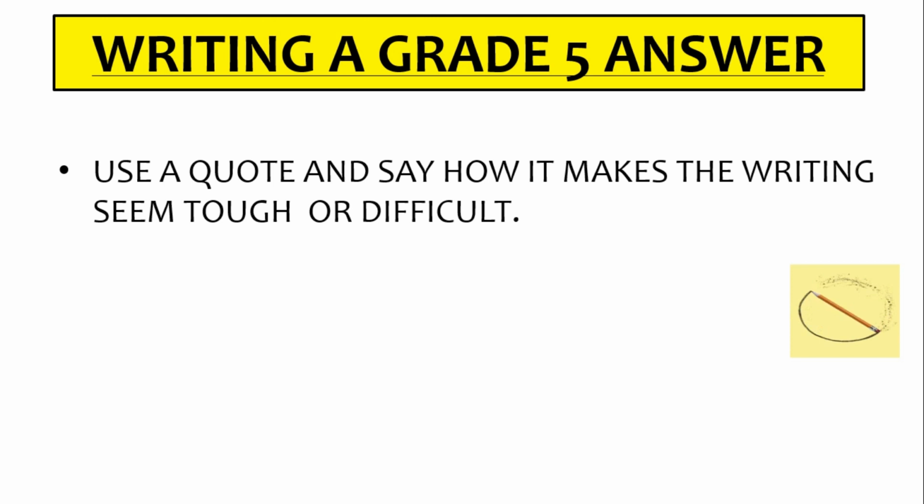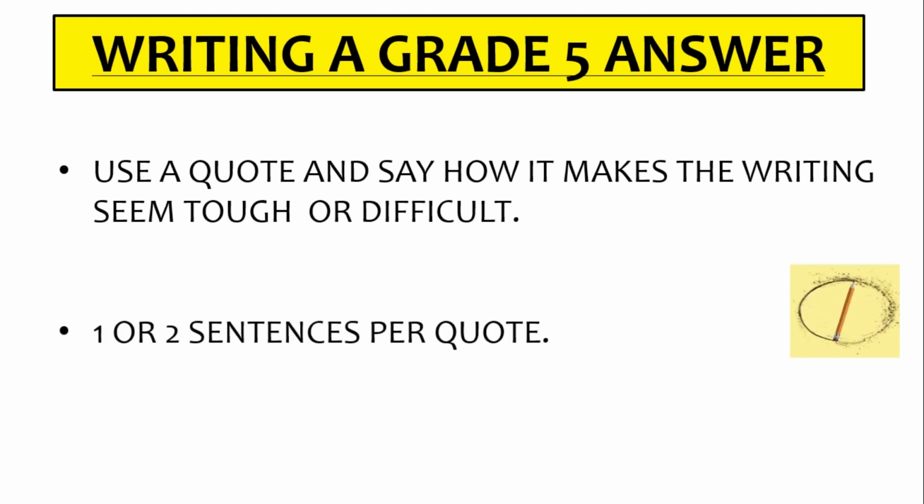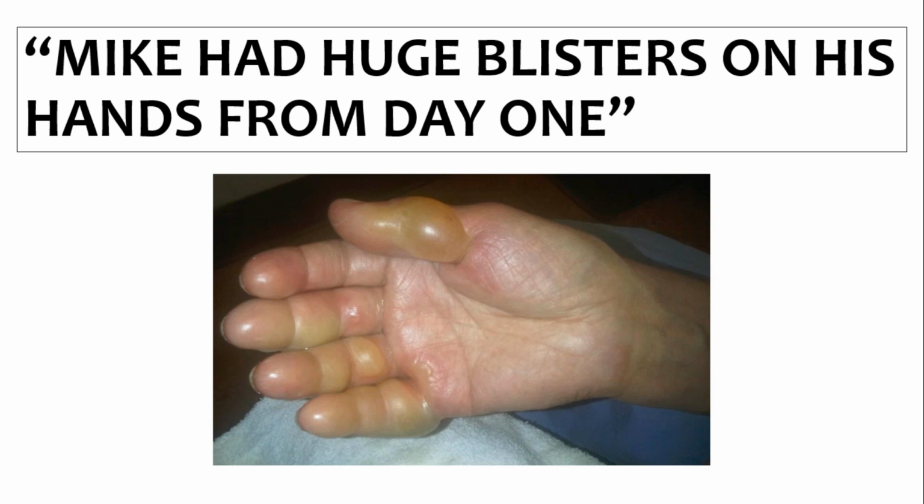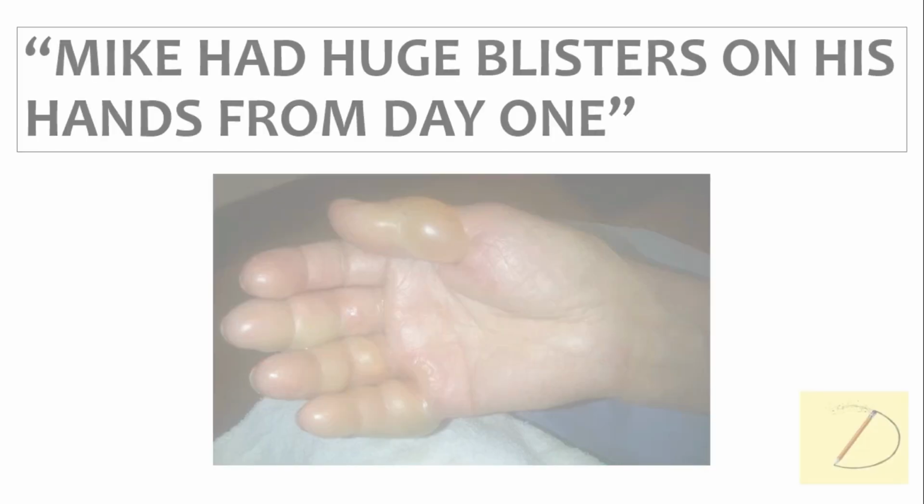Okay, remember in this question, use a quote and say what makes the writing seem tough. One or two sentences per quote, no waffle or long PEs. Try to do seven to ten or as many as you can do in 13 minutes. So one quote I'm going to pick out is, Mike had huge blisters on his hands from day one. So why did the writer bother telling us that? Well, basically if you have huge blisters like the ones in this photo, it's going to make your trip tough, isn't it? Because he's sailing around the world, it took him nine months. If you've got those on your hands, it's going to be pretty painful, isn't it? And it also says from day one, which suggests it happened literally from the start. So the whole trip he had them like that.